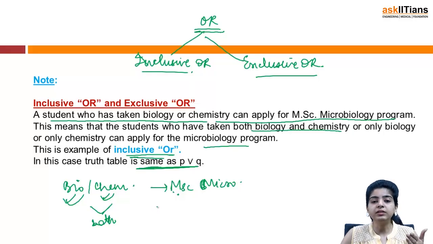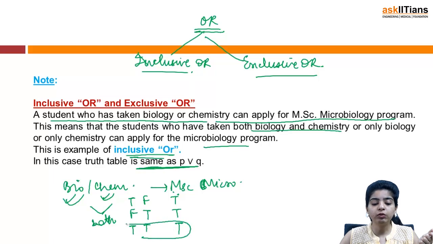That basically means that we are considering the cases of true, false. You have biology, you don't have chemistry, the truth value is true. You don't have biology, you have chemistry, the truth value would be true. And if you have both, the truth value is again true. When you are including this case, this is an example of inclusive OR.